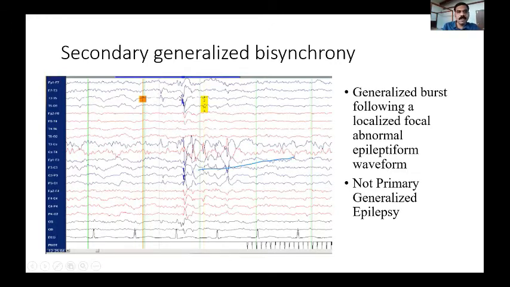These cases may need drugs like carbamazepine or phenytoin. But in primary generalized epilepsy, we do not use carbamazepine or phenytoin. Whereas for a focal seizure with secondary generalization, we prefer drugs like carbamazepine or phenytoin. So EEG really helps you even in choosing the right drug.